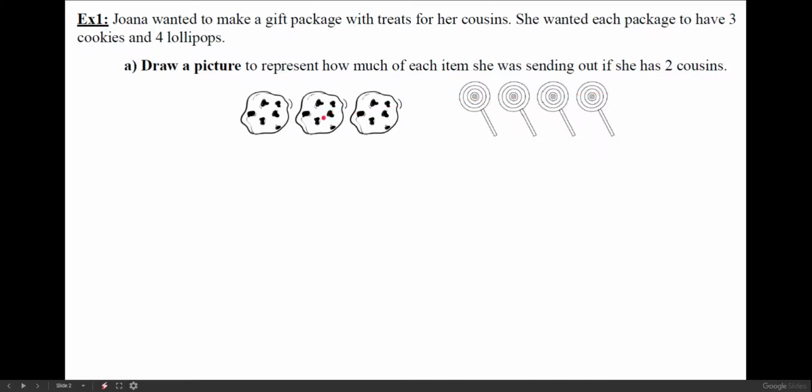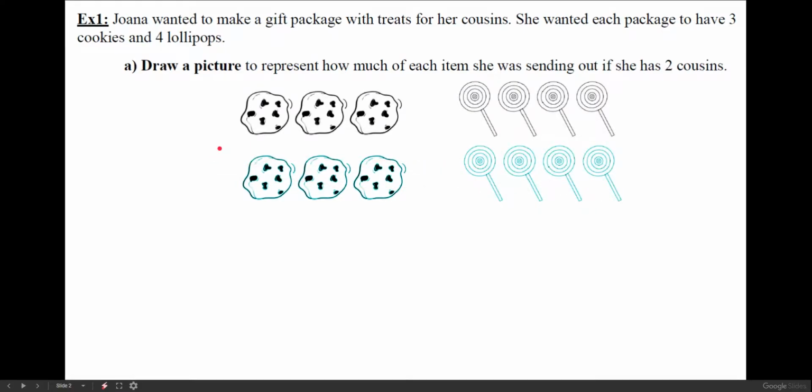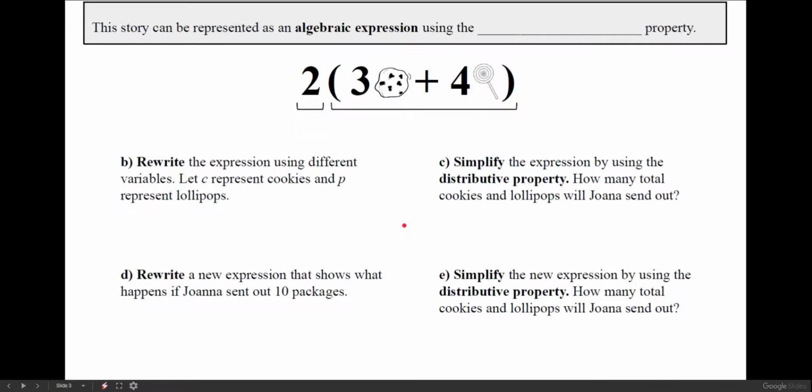Well, if she's got 2 cousins, you're going to need another set of 3 cookies and you're going to need another 4 lollipops because you want each person to have the same thing, which makes a total of 6 cookies and 8 lollipops. Wow, how fancy. This story can be represented as an algebraic expression using the distributive property.